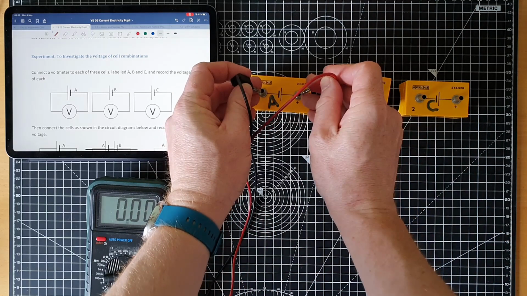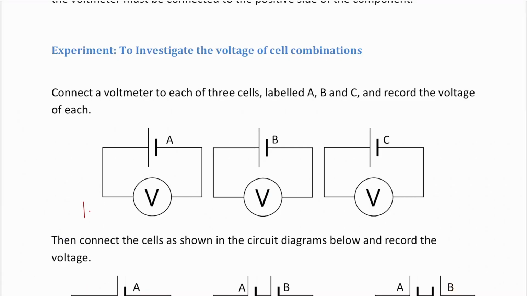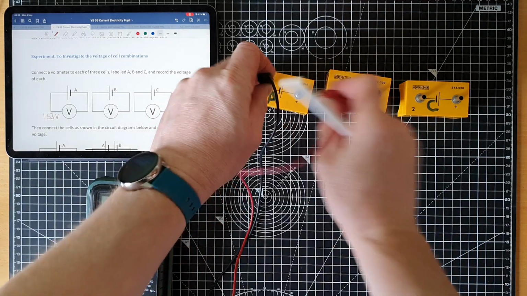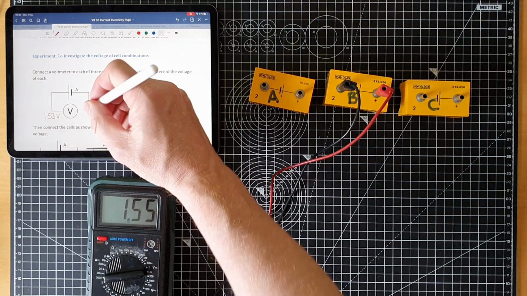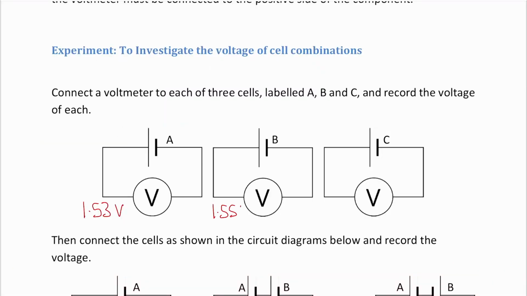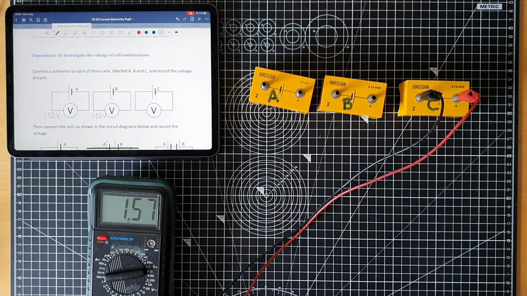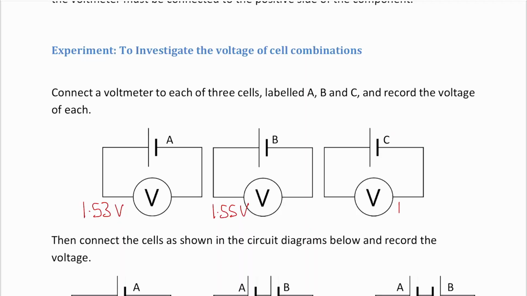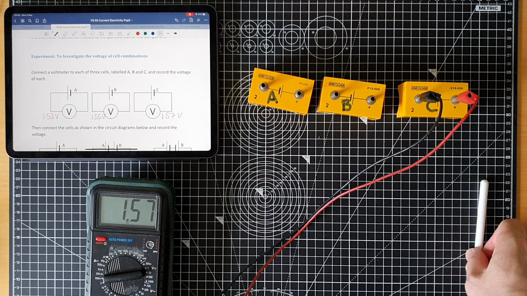So for A, getting 1.53, and I'll record that on my notes. For B, very similar, got 1.55 volts. And for C, 1.57 volts. Remember I showed you that these are 1.5 volt cells. We see we're getting about 1.5 volts. So those are the numbers that we'd expect.